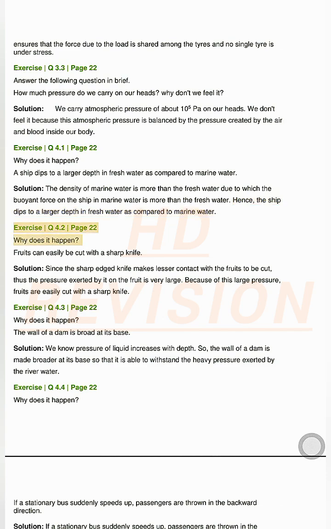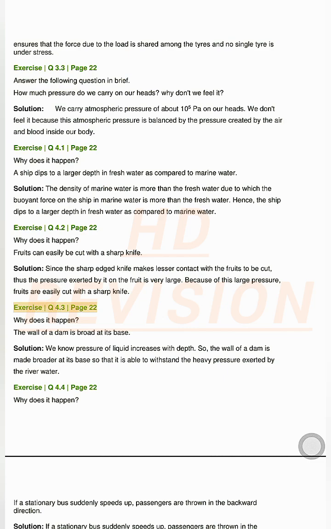Exercise Q 4.2 page 22. Why does it happen? Fruits can easily be cut with a sharp knife. Solution. Since the sharp-edged knife makes lesser contact with the fruits to be cut, the pressure exerted by it on the fruit is very large. Because of this large pressure, fruits are easily cut with a sharp knife.